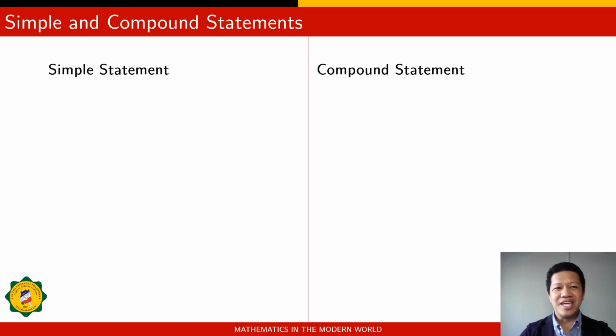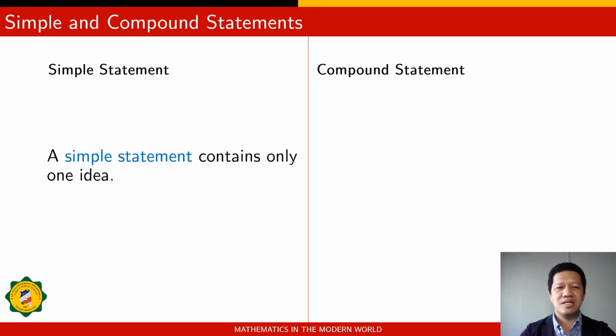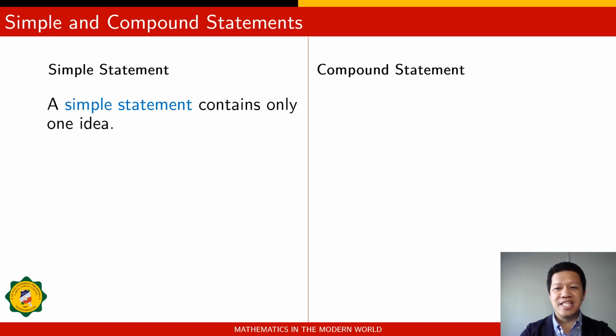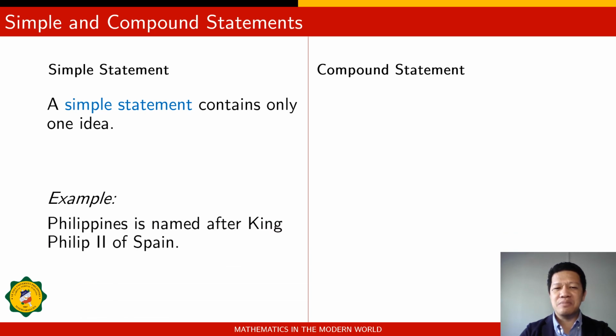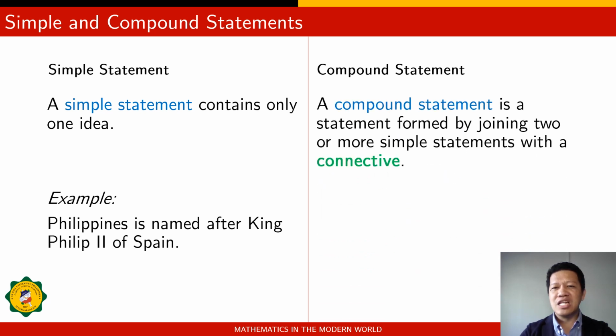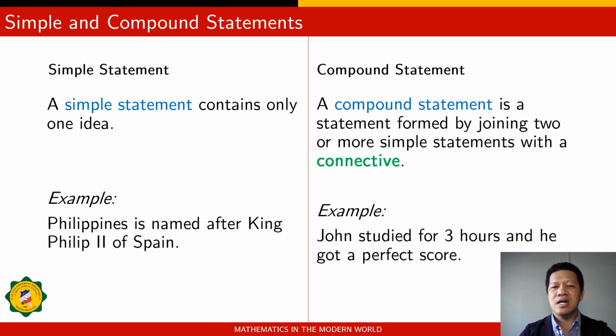Let us now differentiate simple statement from compound statement. So what is a simple statement? A simple statement contains only one idea. An example is Philippines is named after King Philip II of Spain, while a compound statement is a statement formed by joining two or more simple statements with a connective. You will learn the different connectives later on in logic. An example of a compound statement is John studied for 3 hours and he got a perfect score. An example of connective is the word and, you will learn more about this.